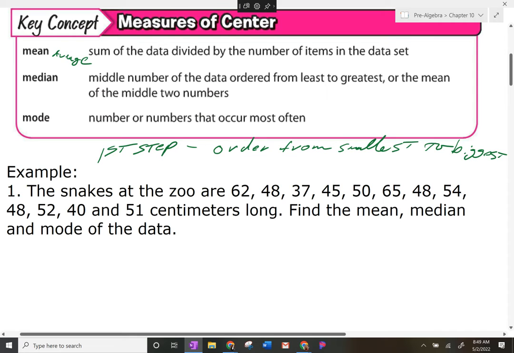So I've got 62, 48, 37, 45, 50, 65, 48, 54, 48, 52, 40, and 51. Lots of information. So I'm going to rewrite it so that it's normal numbers in order so I can track them down a little easier. So out of all those numbers that are up there, what's my smallest number? 37. First number is 37.